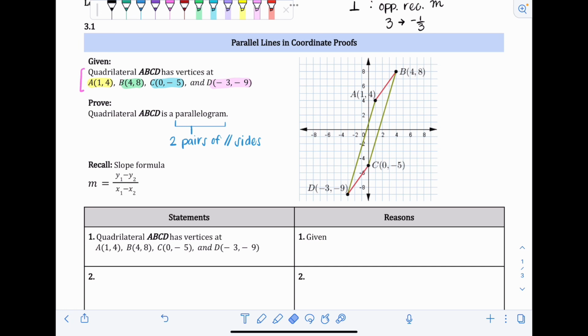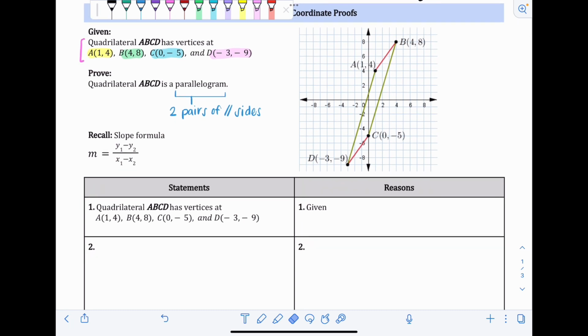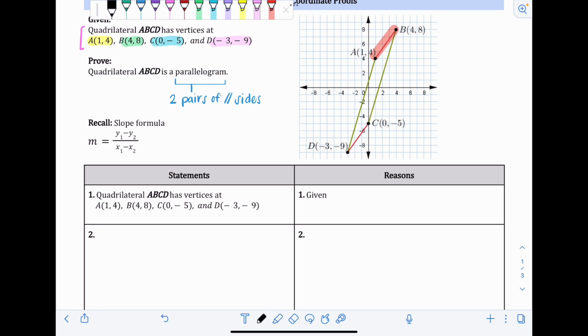And now we already talked about how we're going to need to find the slope of these lines to prove that they're parallel, to see if we have 2 pairs of parallel sides. So that's what we'll do for step 2, find the slopes of each side of this quadrilateral. It doesn't really matter where you start. I'm going to start with AB, which is this side up here. Honestly, if you would prefer to just count rise over run, you can. I'm going to do that in the example for 3.2, so I'm going to use the slope formula for this example.